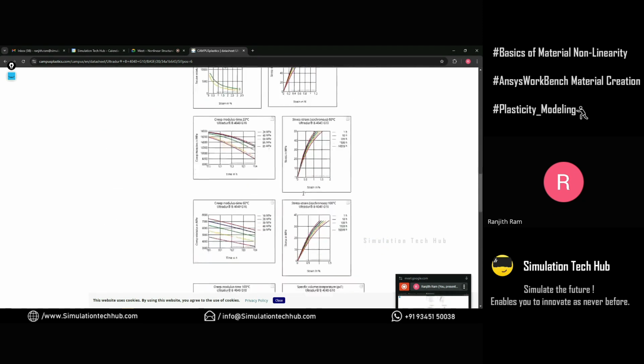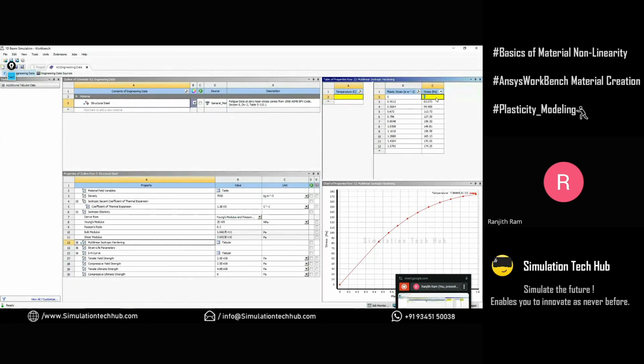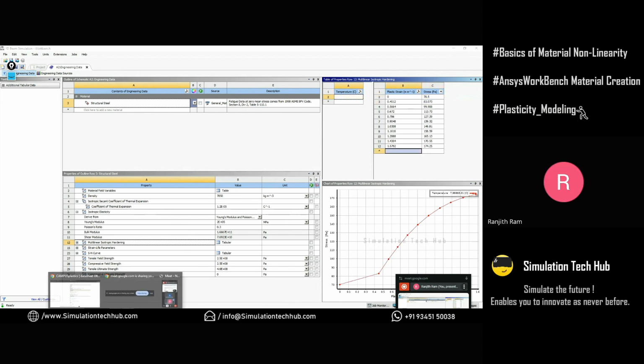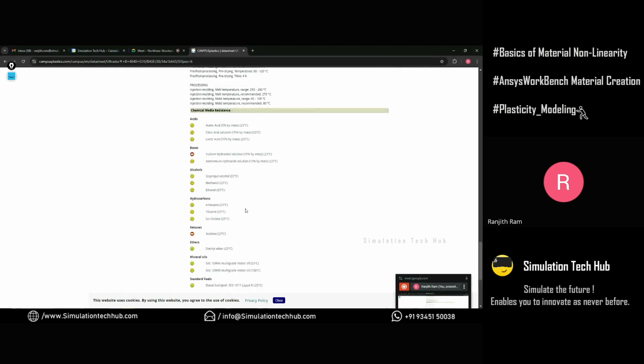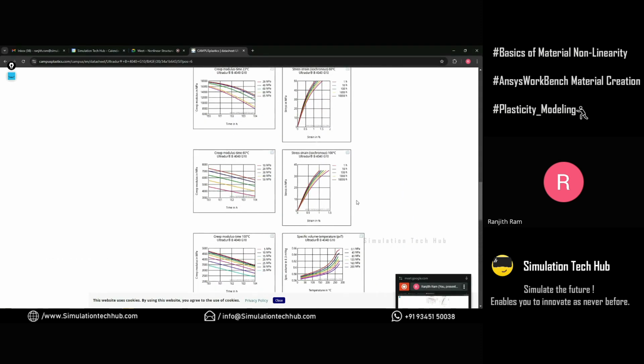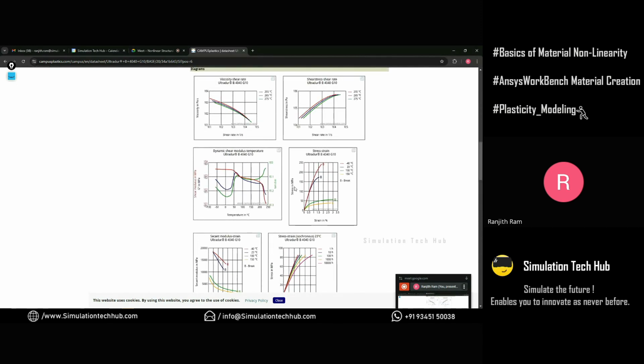Most probably, or else we can take the first data as the yield. Let's take a value very close to 80 MPa, like 60 or 70.5 Pascal. I'm just entering it. One more thing you need to remember: you have to set the right unit system. I believe these are all in MPa. Yes, these are all in MPa.